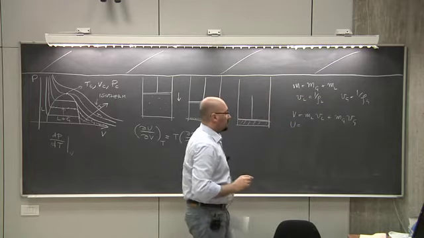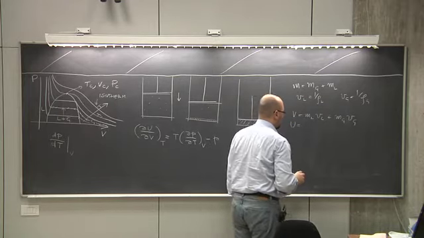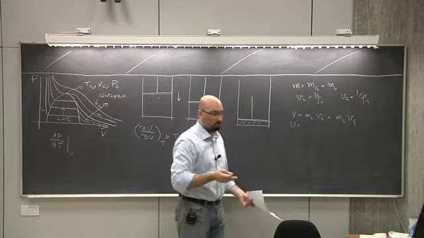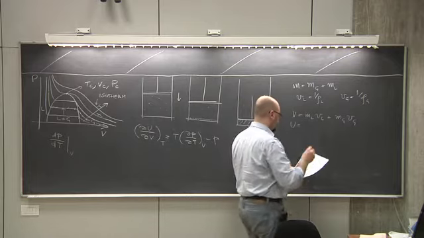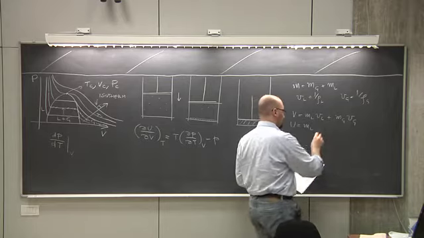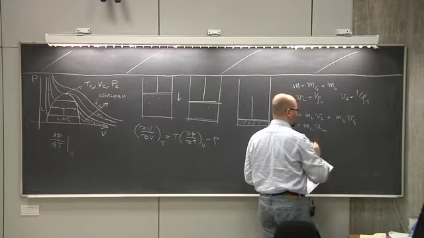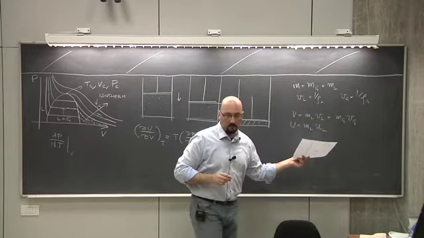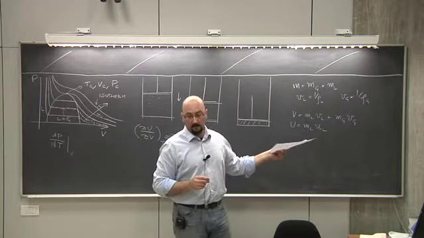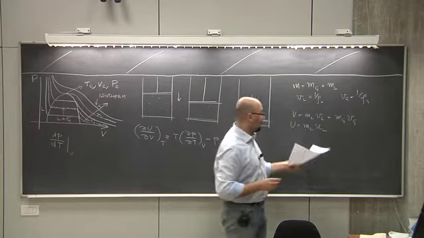Also, the internal energy can be found as a sum over the two substances, because we can divide the system in two, and it will be the mass of the liquid times the specific energy of the liquid, which is just the internal energy of the liquid, but per unit mass.